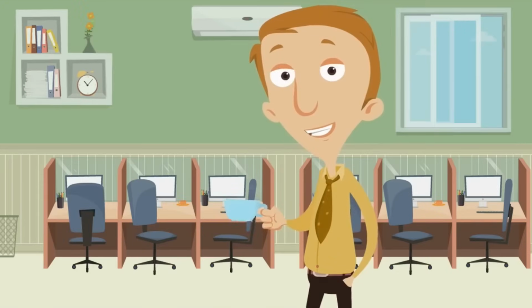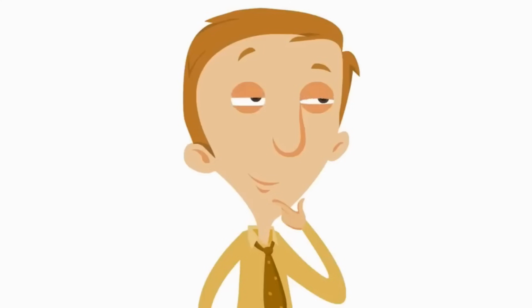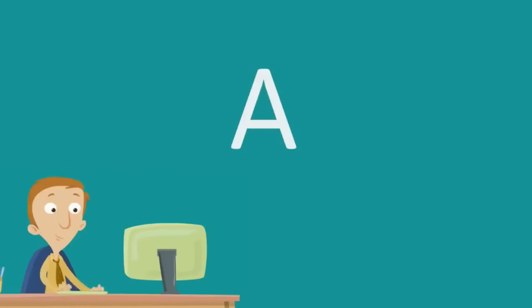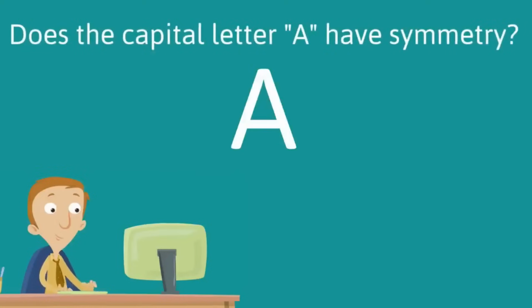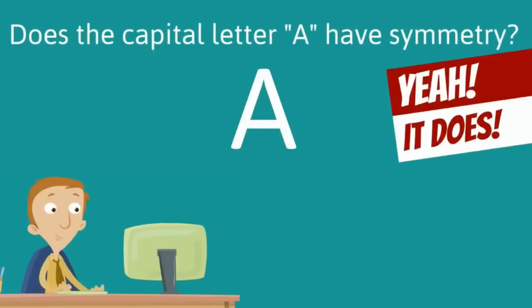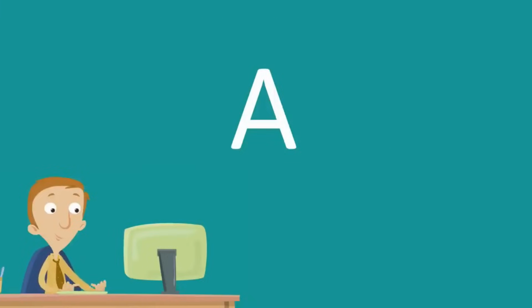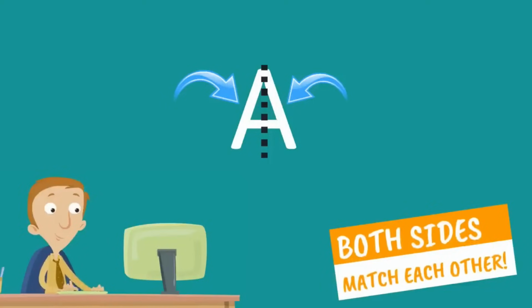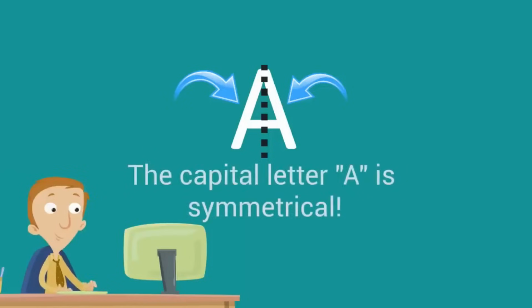Let's check out some of the letters and see which ones have symmetry. We can try the first letter, the letter A. Does the capital letter A have symmetry? Yeah, it does. The capital letter A has one vertical line of symmetry, right here. Now, how do we know that's a line of symmetry? Well, we look at both sides. Do both sides match? Yes, great job. Both sides match each other. And if both of those sides match, you know the capital letter A is symmetrical. It has symmetry.